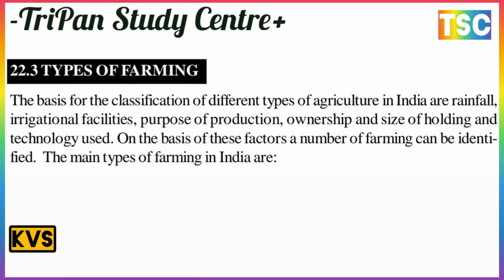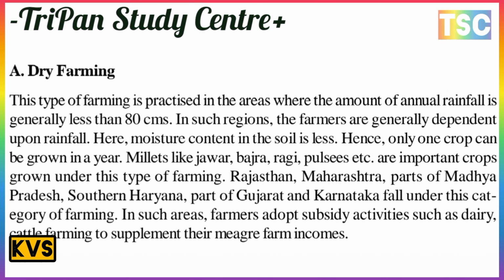The first is dry farming. This type of farming is practiced in the area where the amount of annual rainfall is generally less than 80 centimeters. In such a region, farmers are generally dependent upon the rainfall. Here the moisture contained in the soil is less, hence only one crop can be grown in a year.